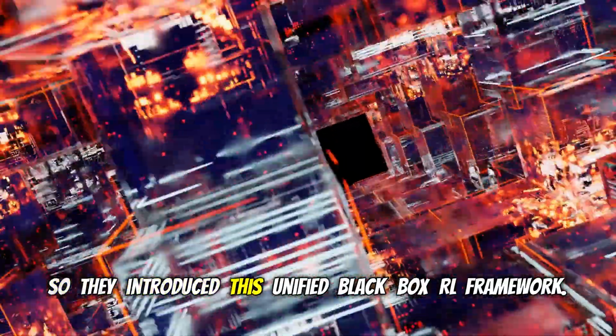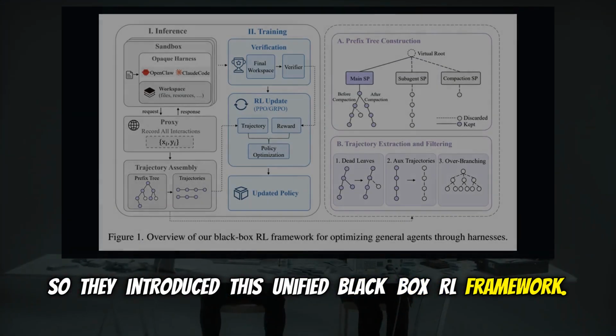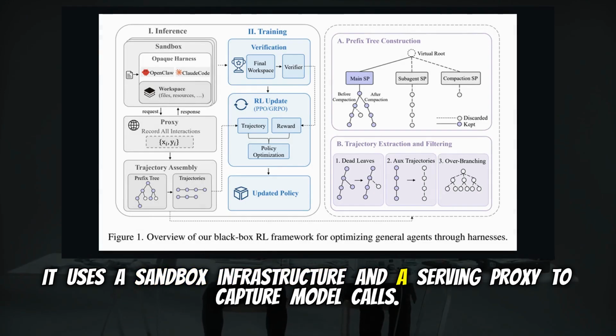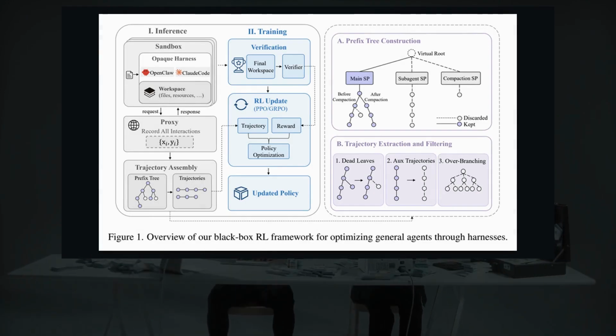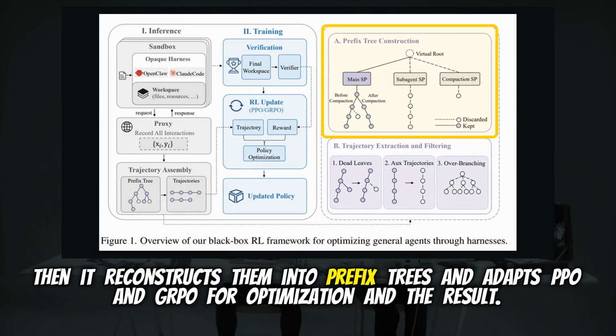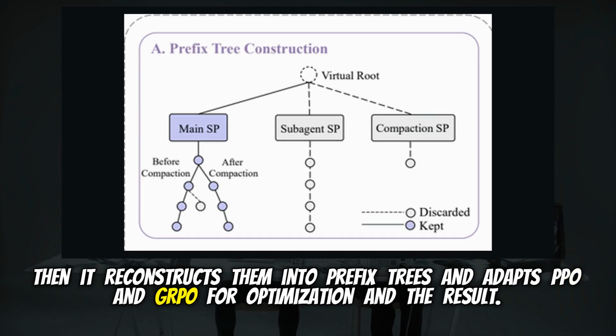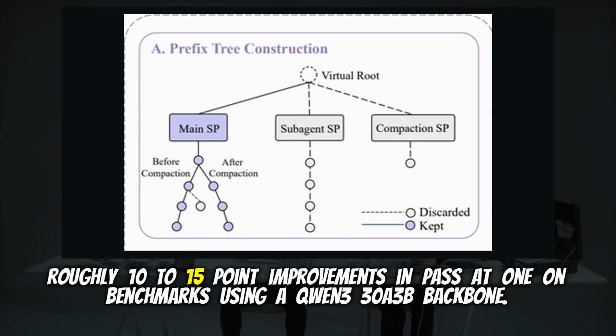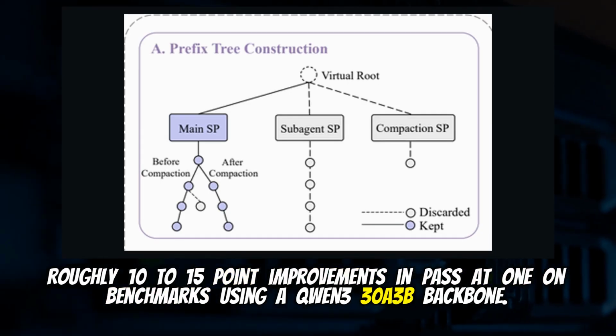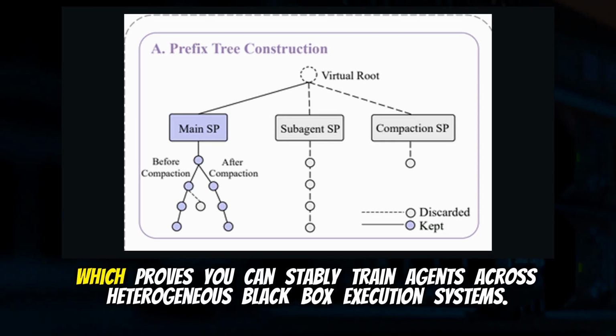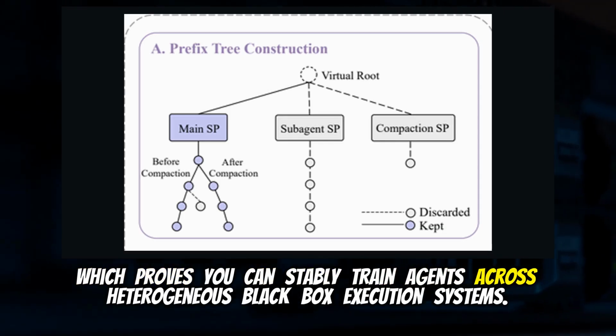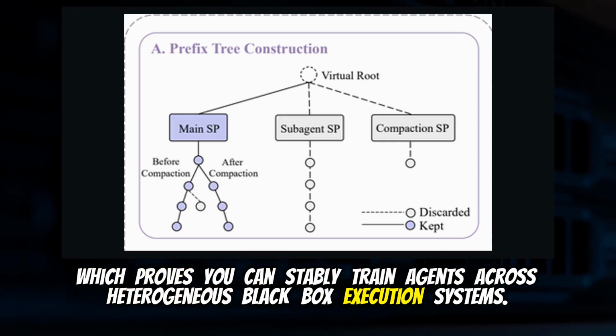Absolutely. So they introduced this unified black box RL framework. It uses a sandbox infrastructure and a serving proxy to capture model calls. Then it reconstructs them into prefix trees and adapts PPO and GRPO for optimization. Right. And the result? Roughly 10 to 15 point improvements in pass@1 on benchmarks using a Qwen3-30B-A3B backbone, which proves you can stably train agents across heterogeneous black box execution systems.